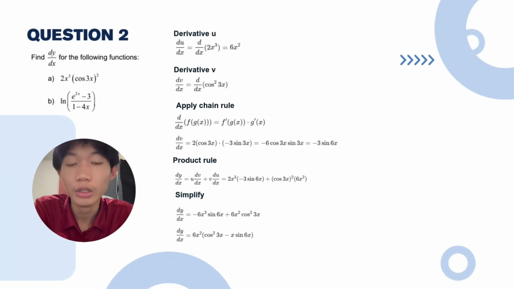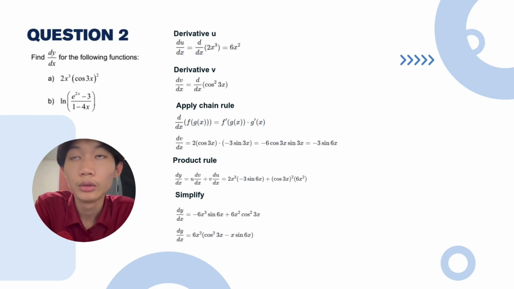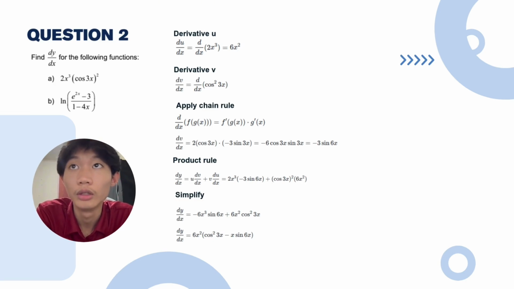For question 2, we need to find dy over dx for the following functions. So we start with question A: 2x cubed times cos squared 3x. To find dy over dx, we use the product rule. We let u equal 2x cubed and v equal cos squared 3x. We start with the derivative of u. du over dx equals d over dx of 2x cubed. We differentiate it and it becomes 6x squared.